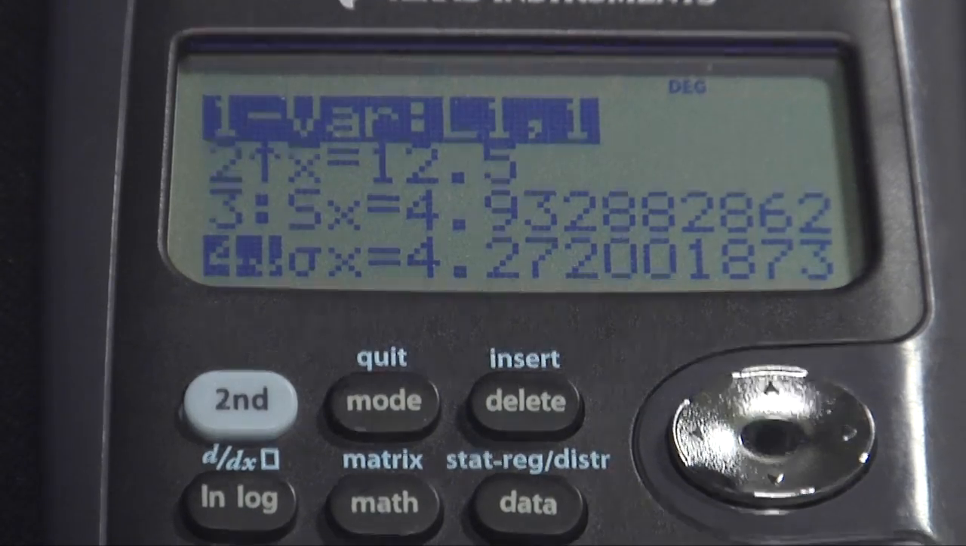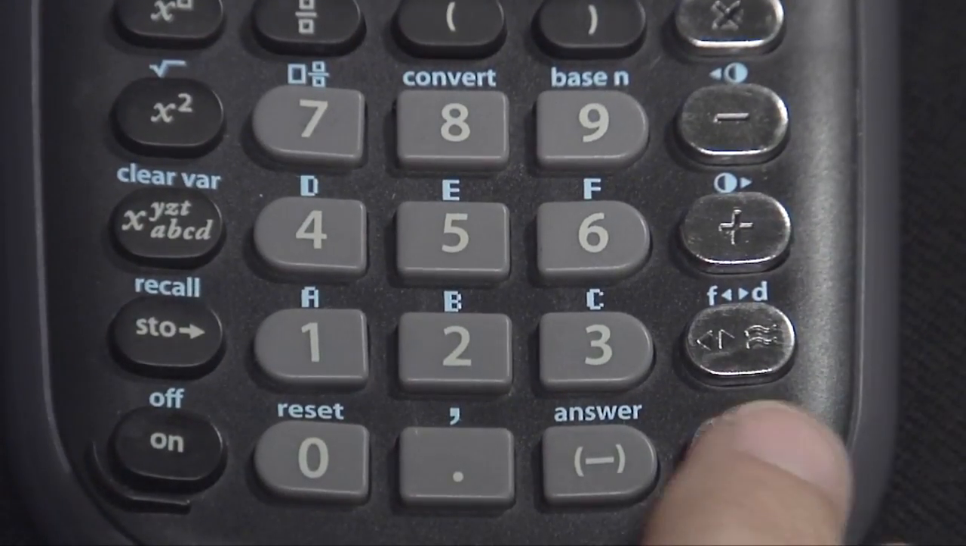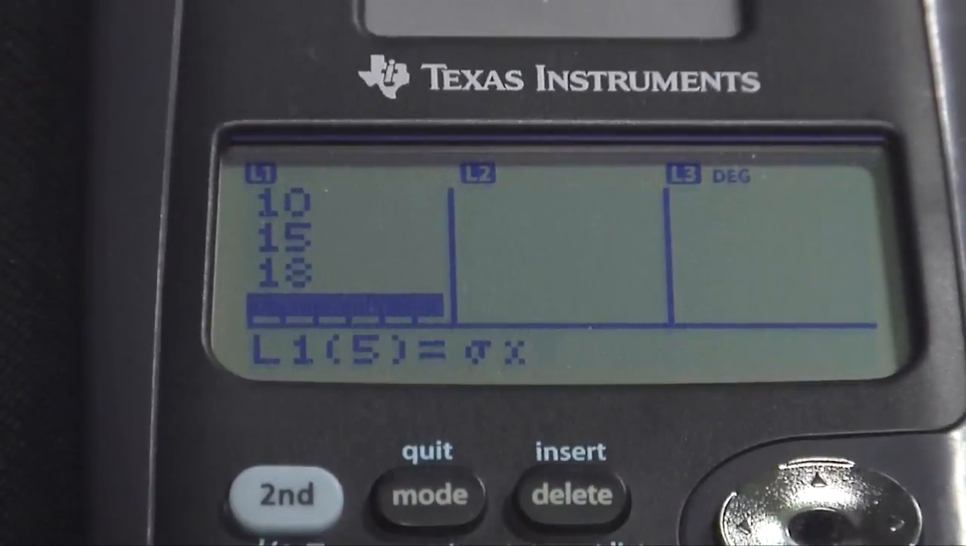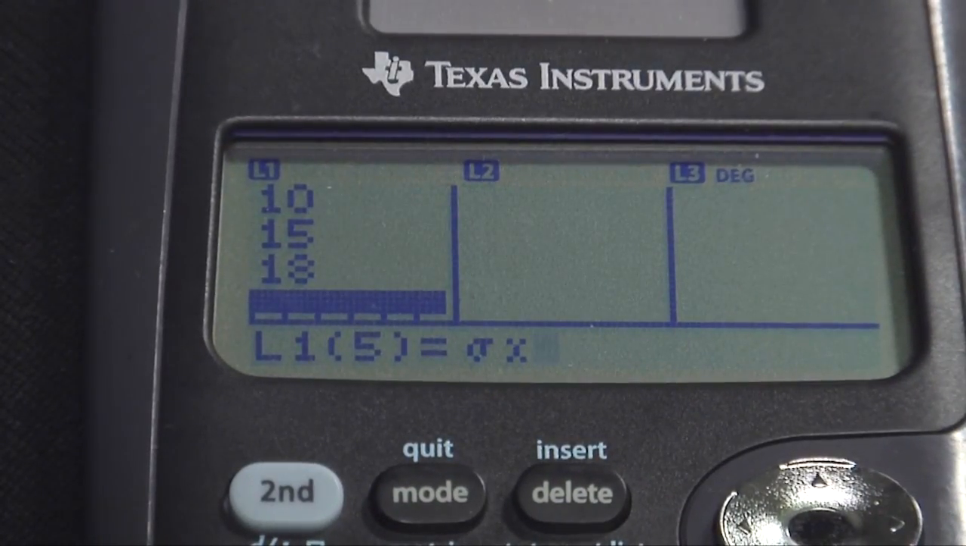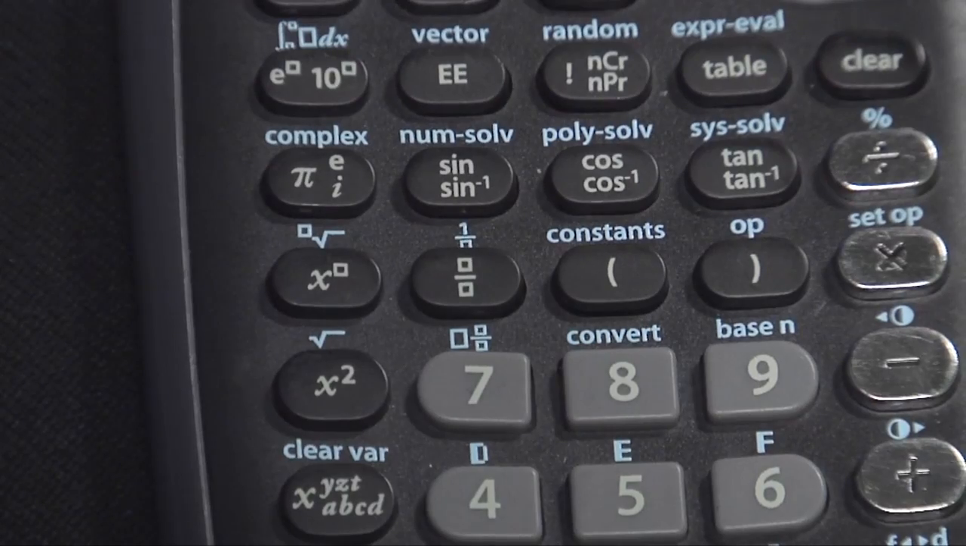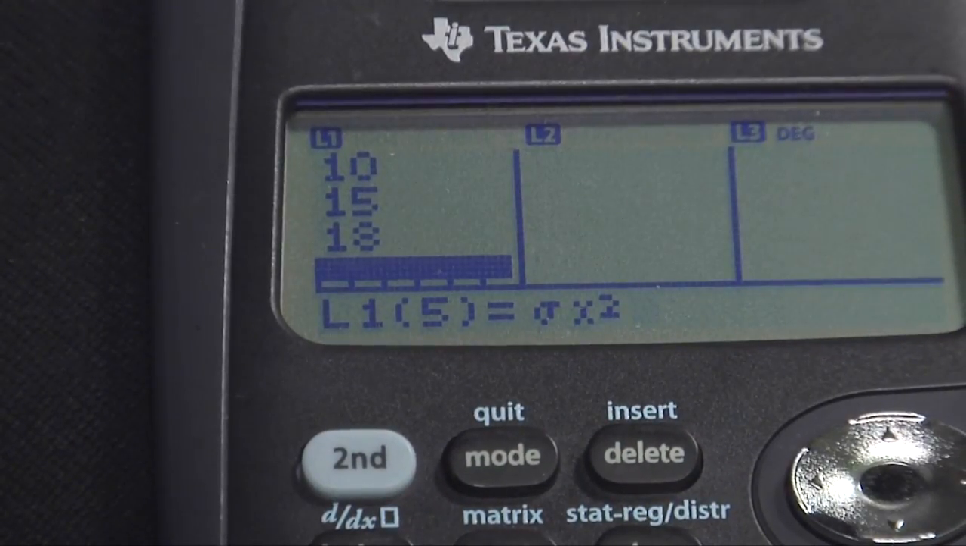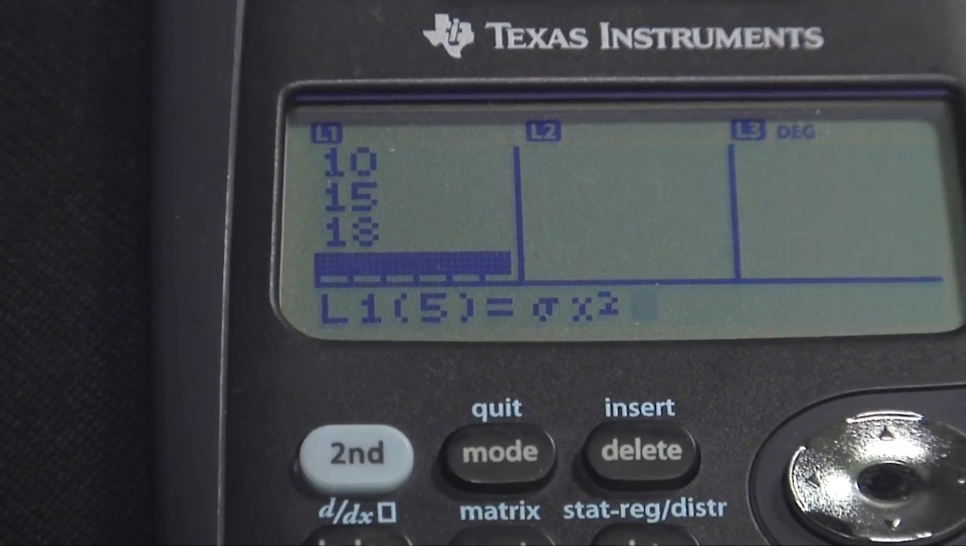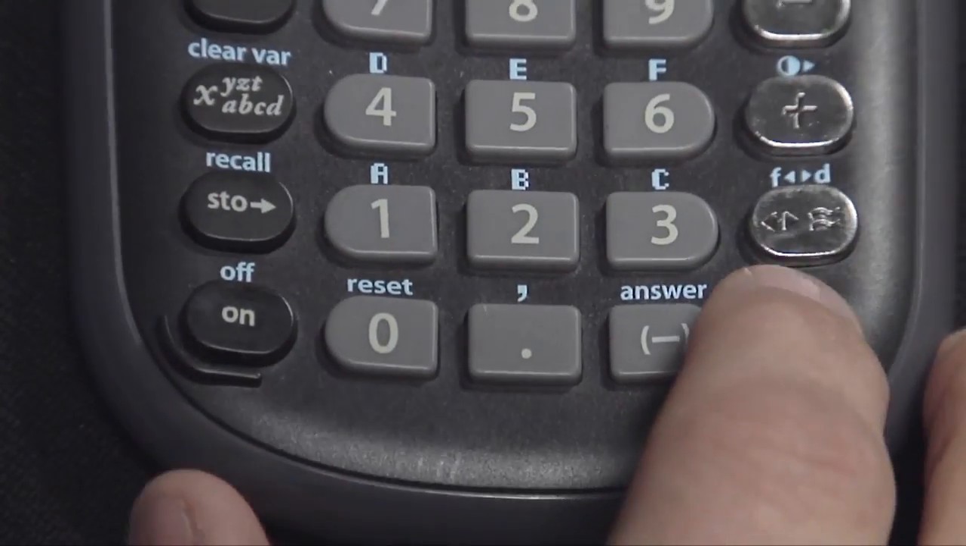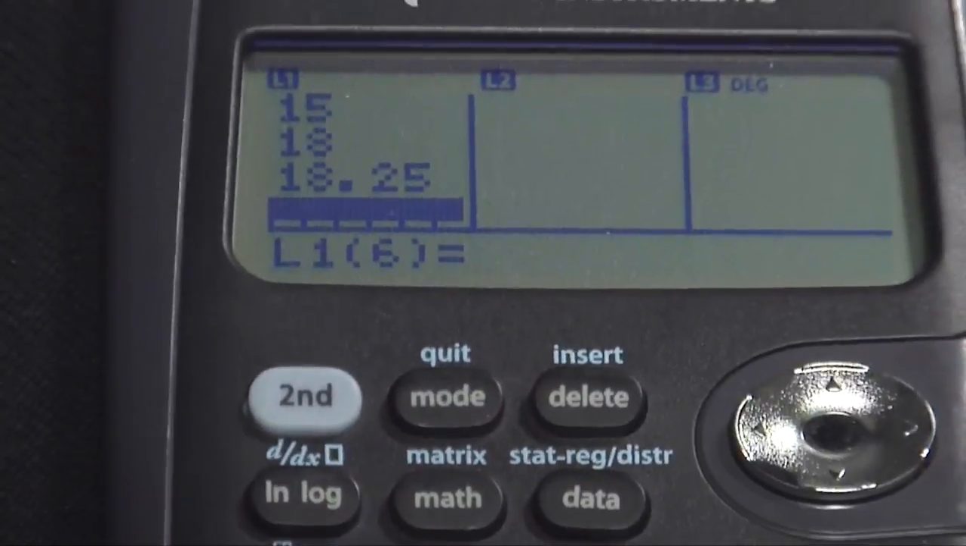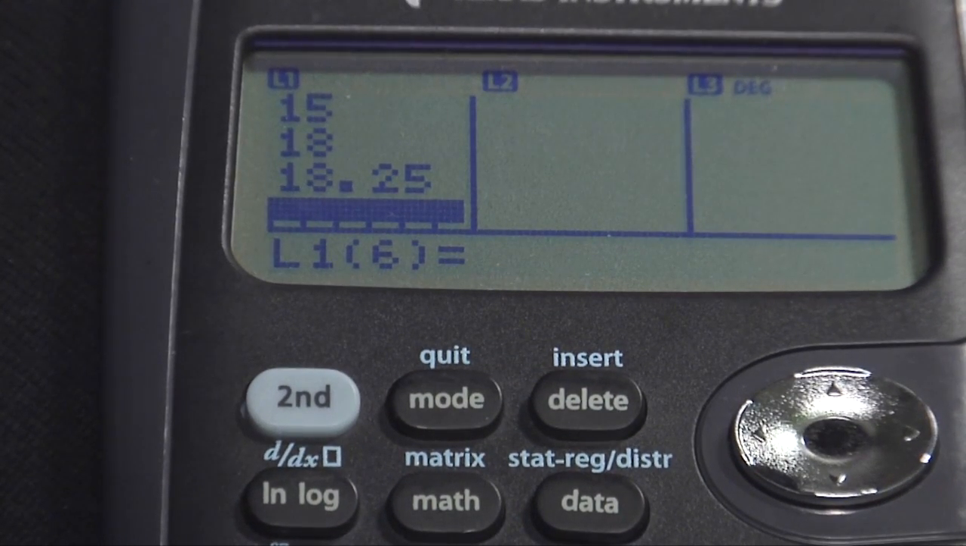While my cursor is on that point, I hit Enter so that that number is now going to be put into my list. I'm going to hit X squared. So I'm squaring the population standard deviation, hit enter to actually finish squaring it, and popping into my list is 18.25, which is actually a terminating number, so my population variance, sigma squared, is 18.25.